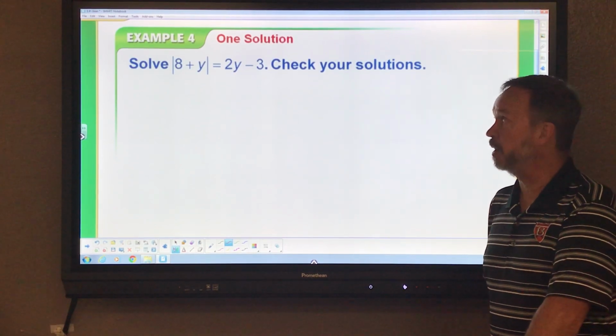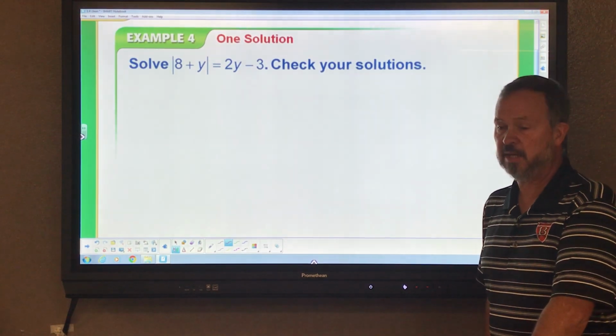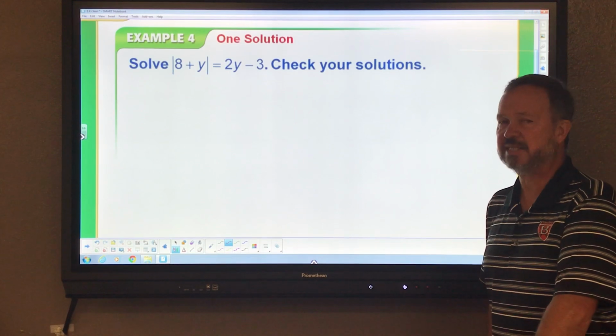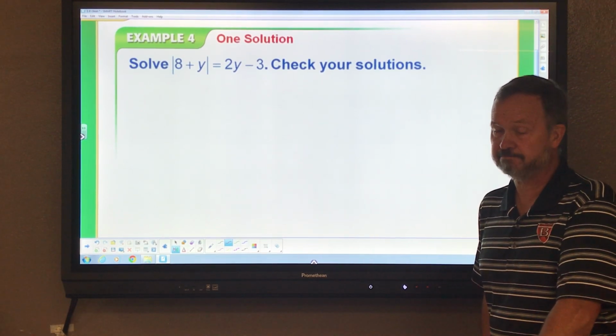In the beginning of this problem, first of all, it's an equation with absolute value. And the absolute value is isolated. It's just that the right side is a bit more complicated than we're used to seeing. Would you agree? A bit more complicated.